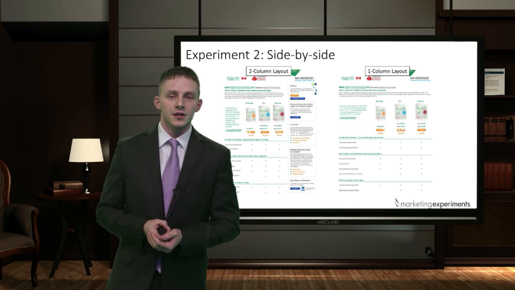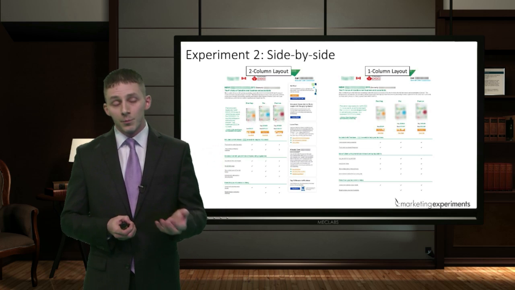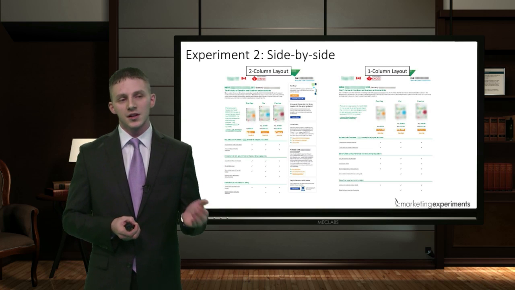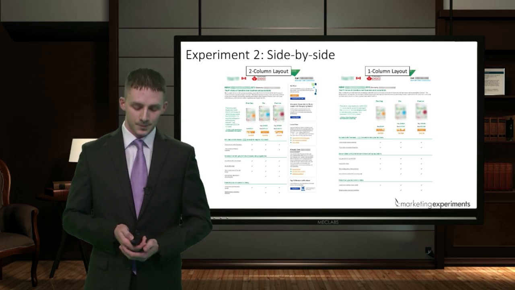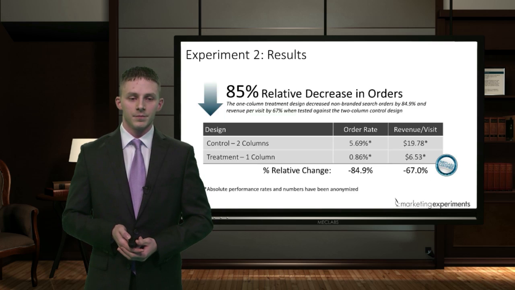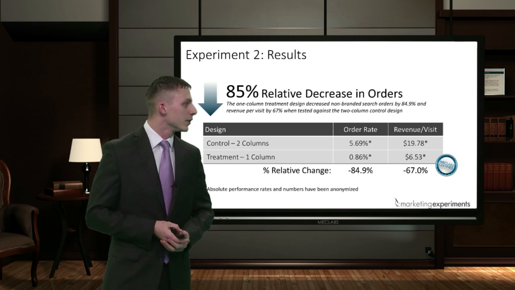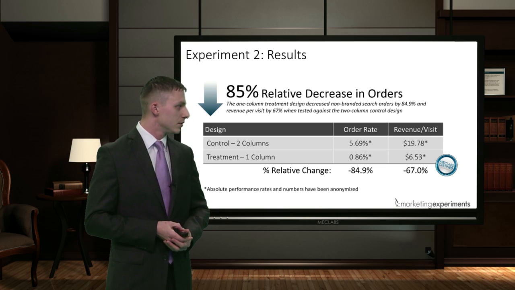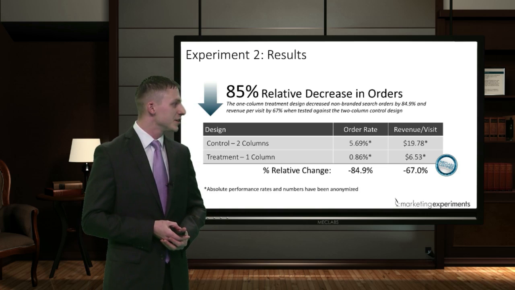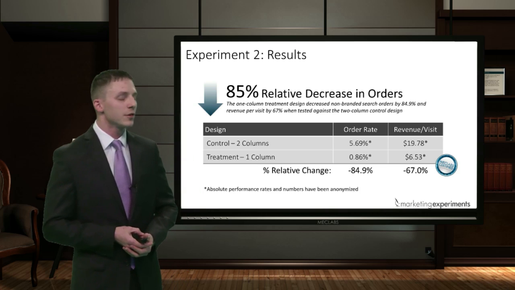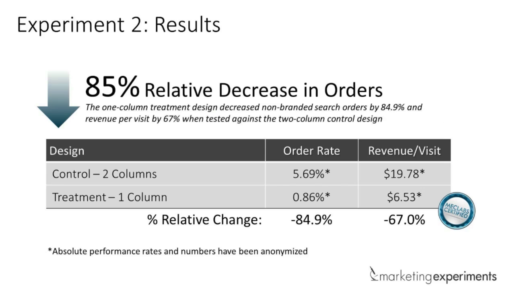And honestly, the rest of us want to know this so that we can continue to optimize all of our channels. Well, here's the result. 85% relative decrease in orders. And not just in orders, but look at the revenue per visit. 67% relative decrease.